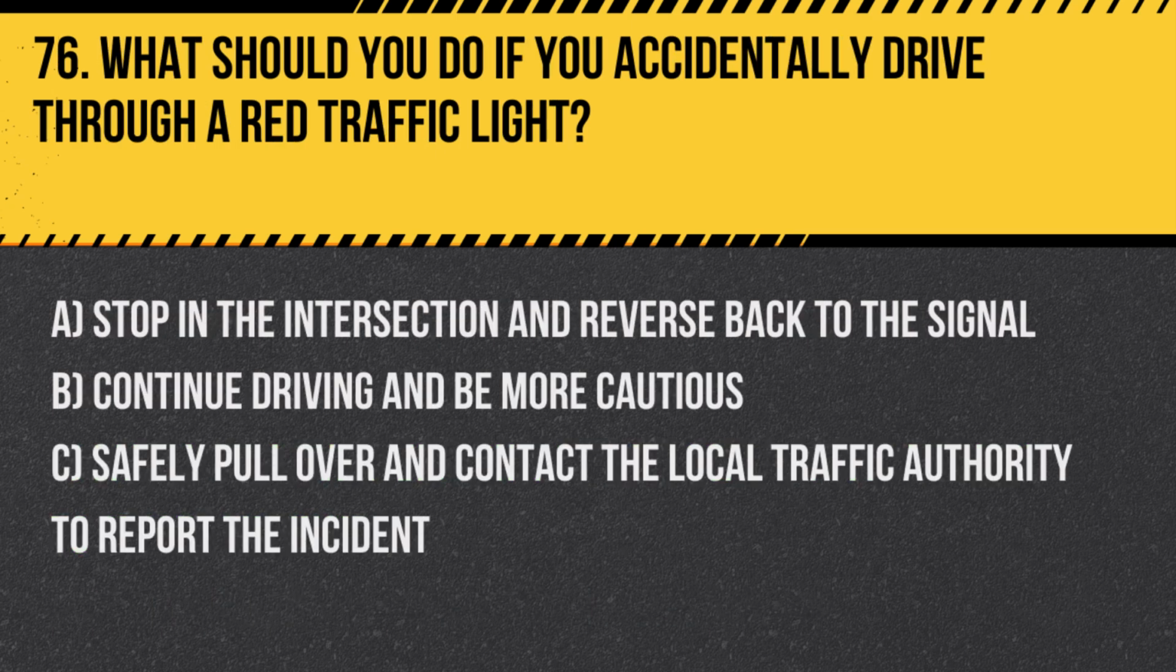Question 76. What should you do if you accidentally drive through a red traffic light? A. Stop in the intersection and reverse back to the signal. B. Continue driving and be more cautious. C. Safely pull over and contact the local traffic authority to report the incident.